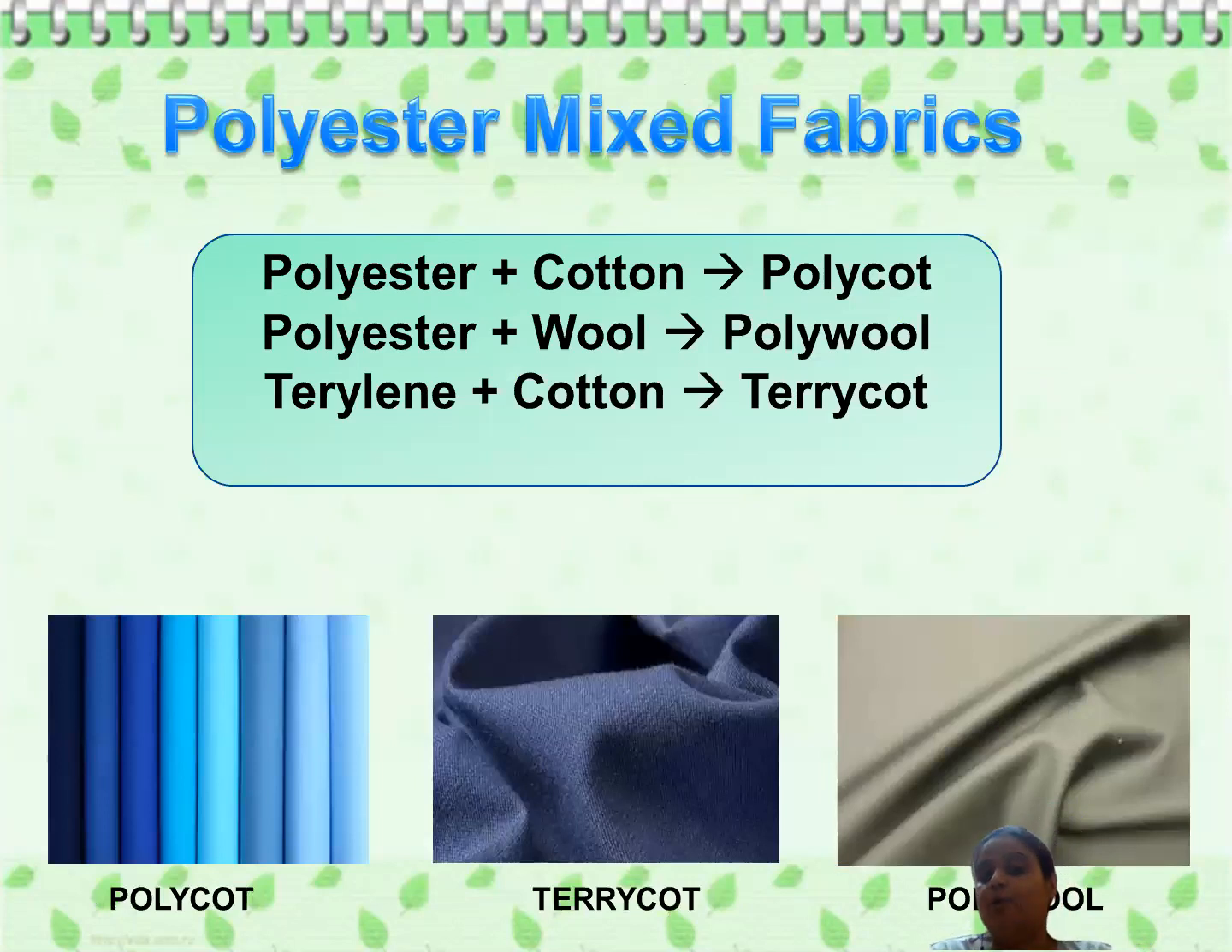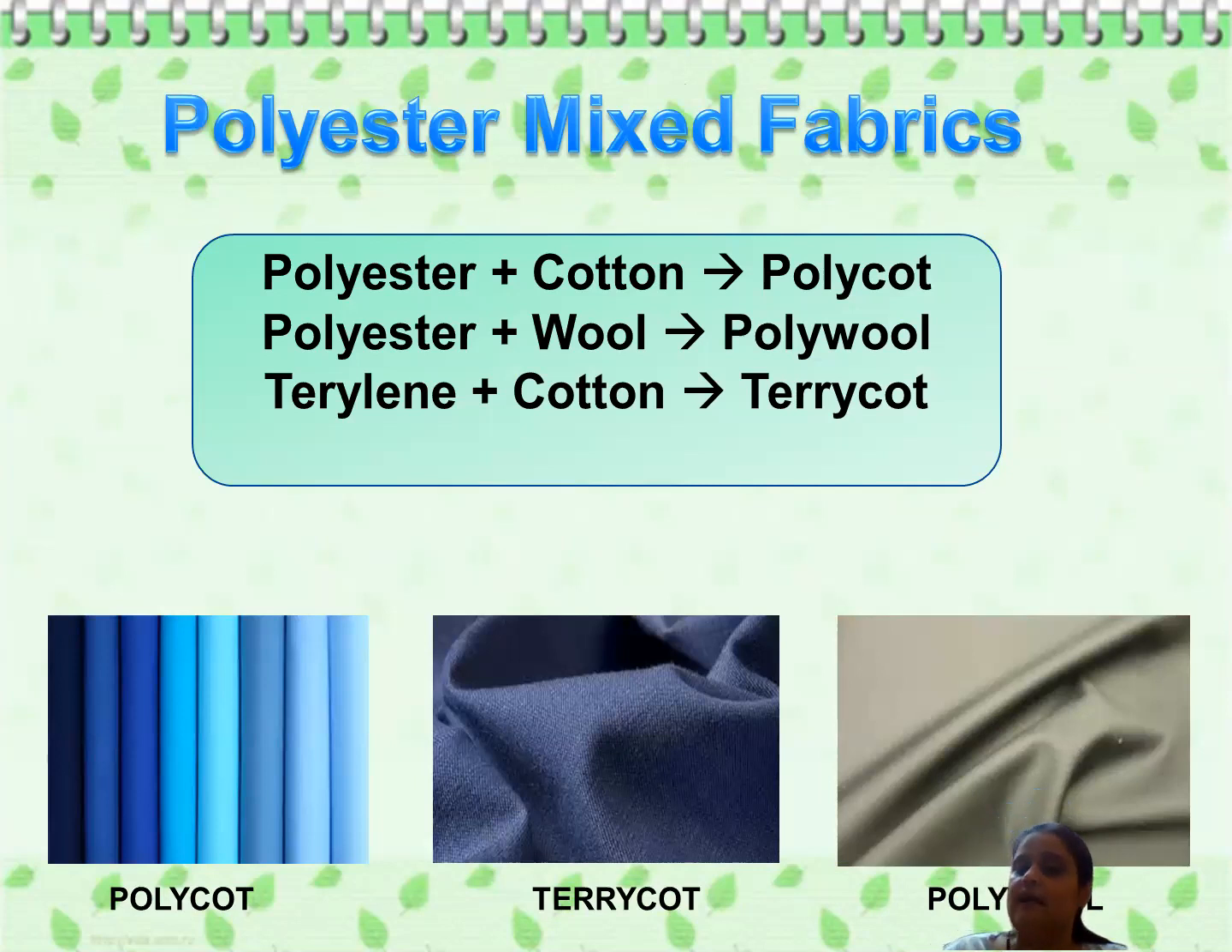If we combine polyester with cotton, that will give you polycot. Poly from polyester, cot from cotton. The polycot is another fabric. Polyester plus wool is polywool. Obviously, it will keep you warm because the wool is involved over there. So we may use it in winter season. And the terylene cotton, that is terrycot.